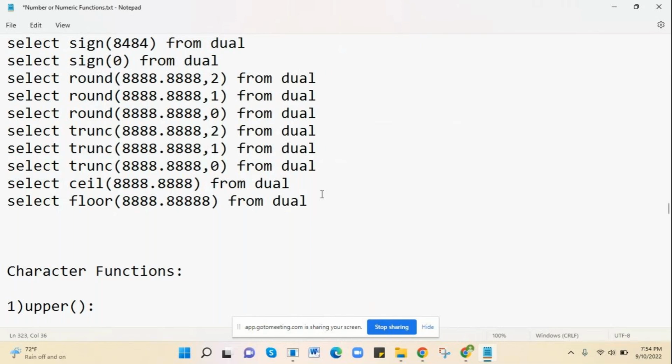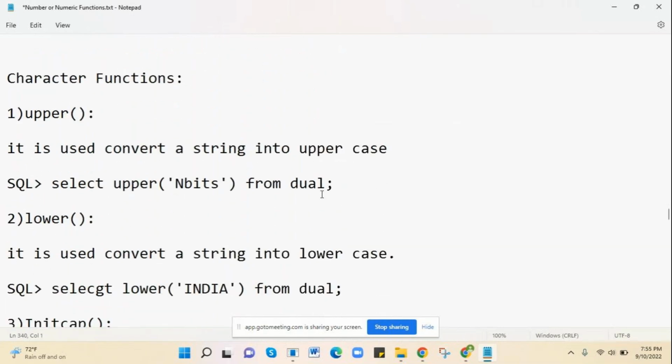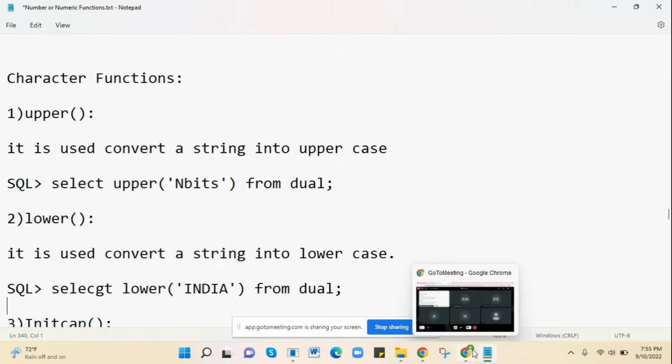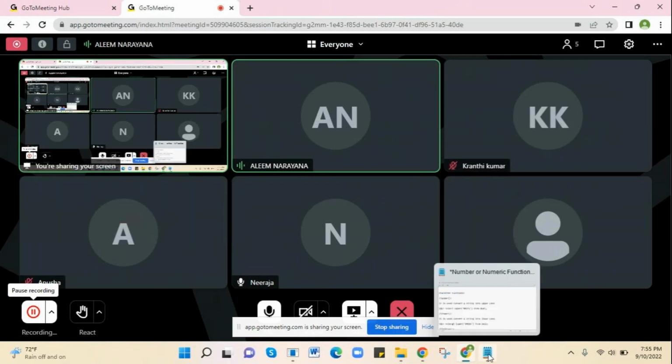ఇక్కడ వరకు నంబర్ ఫంక్షన్స్. నెక్స్ట్ వచ్చేసి క్యారెక్టర్ ఫంక్షన్స్. నీరజ వచ్చారా? వెరీ గుడ్ వెరీ గుడ్. చెప్పాలా ఇంకో 10-15 మినిట్స్ ఎక్కువ?